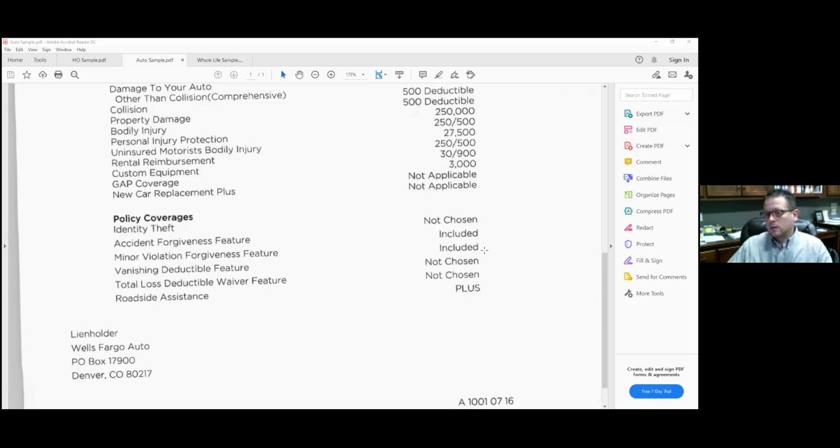But these cost you money. These are not free. These are not things that the insurance company is trying to do to help you out. They're basically pre-charging you for an accident you may have in the future, and they're pre-charging you for a speeding ticket that you might get in the future. And for vanishing deductible, they're basically just pre-charging you for the deductible in the event you have a claim. If I would have had the premiums lined out here, you would see a premium associated with each item that they chose to include.